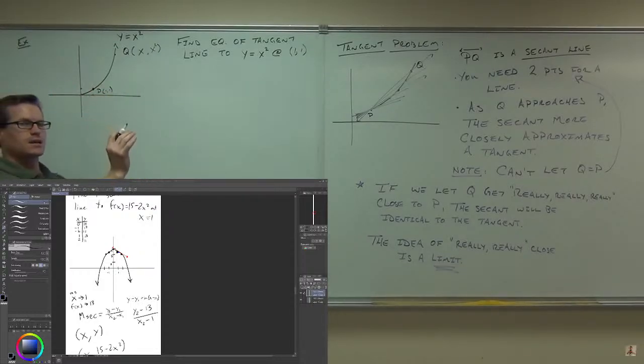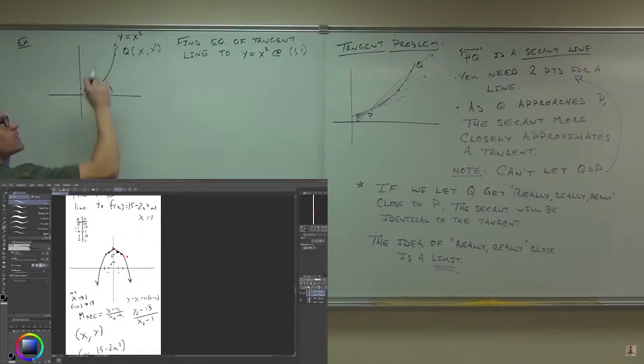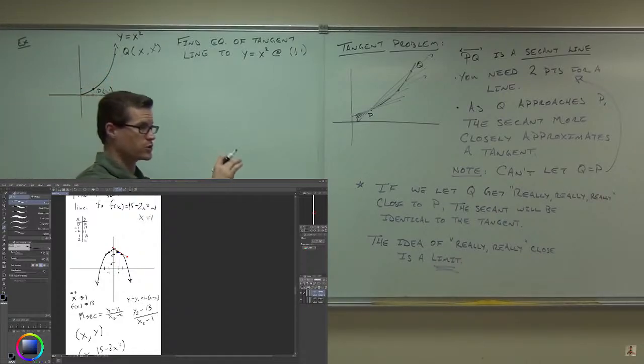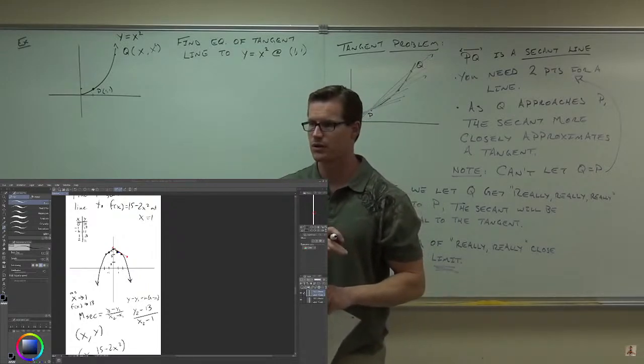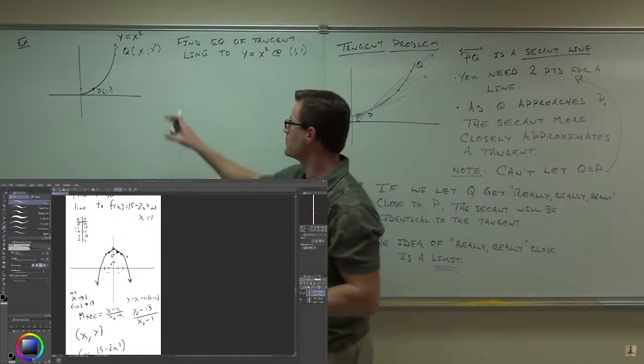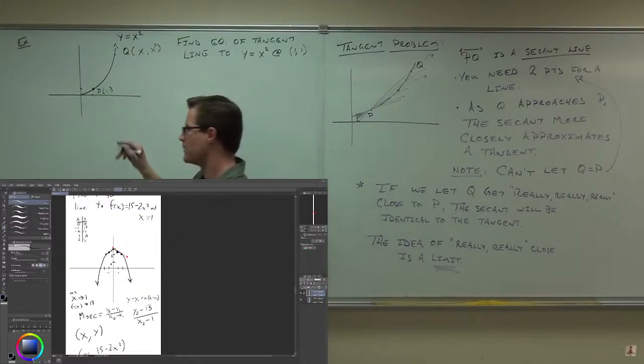Now we have this secant line going from P to Q. P is a fixed point, 1, 1. Q is a movable point, x comma x squared. Would you agree that any point on this line will have the coordinates x comma x squared, no matter what I plug in? That movable point is going to have the same coordinates all the way down.